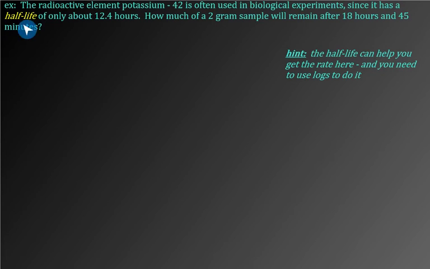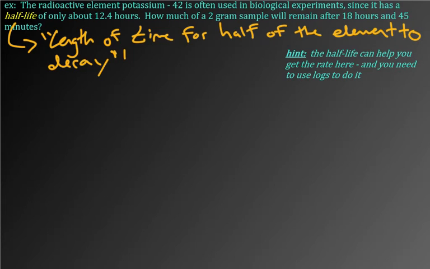So let me explain this half-life thing for a second. Half-life is, literally I would just define it this way, the length of time for half of the element to decay. So if you had 7 grams of potassium-42 starting off in the lab, and you go 12.4 hours, well, then you're going to have 3.5 grams of potassium-42.